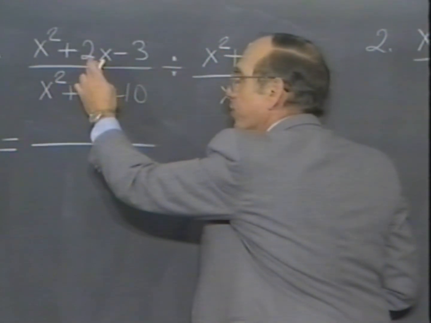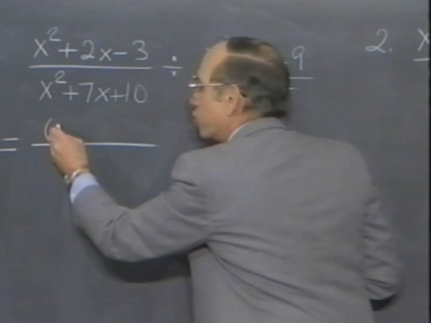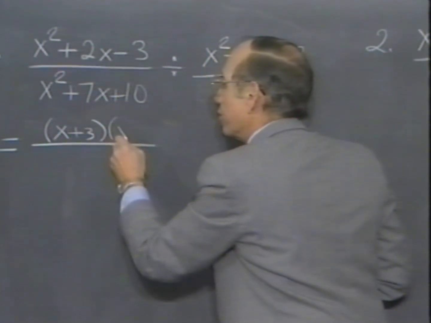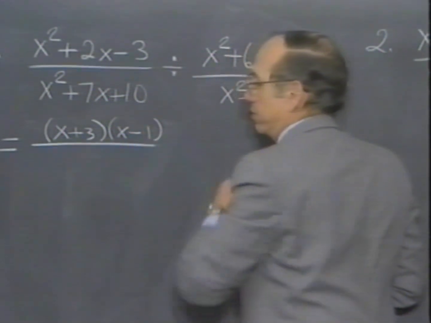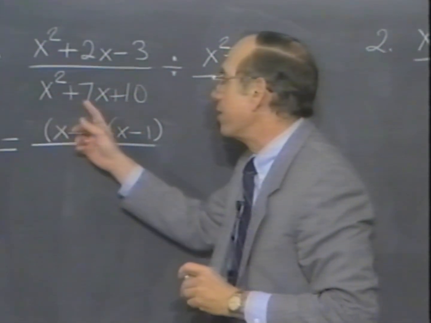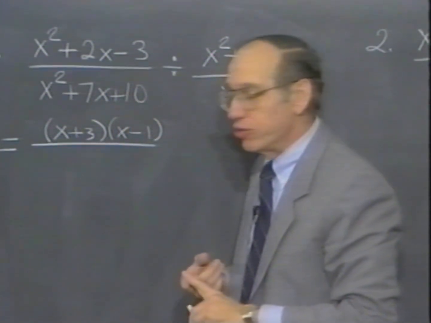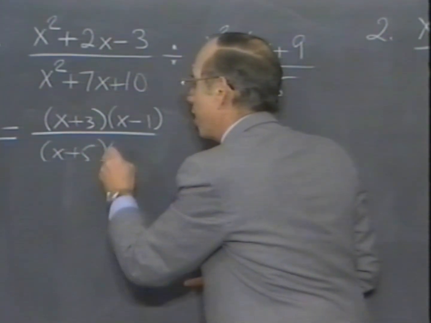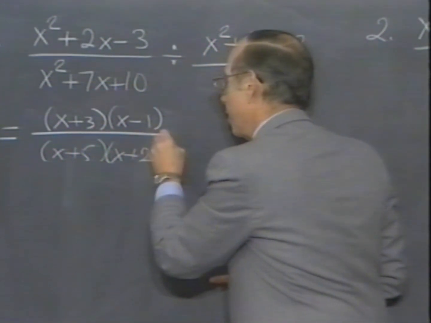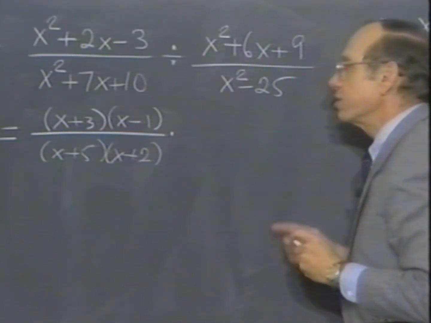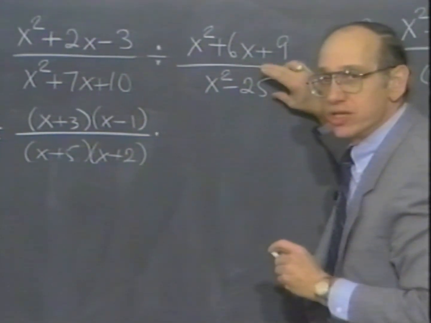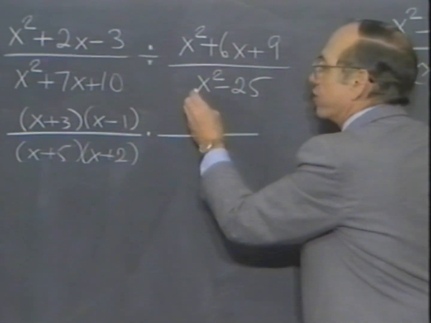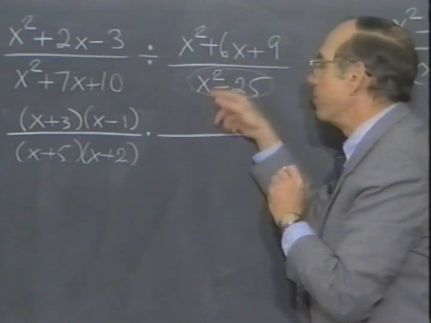So x squared plus 2x minus 3 has two binomial factors, and they are x plus 3 times x minus 1. All right? The denominator, x squared plus 7x plus 10, can also be factored into binomials. It's x plus 5 times x plus 2. And we're multiplying this by this fraction flipped over, inverted. All right? So let me look at the factors. Remember, this is going to become the top.